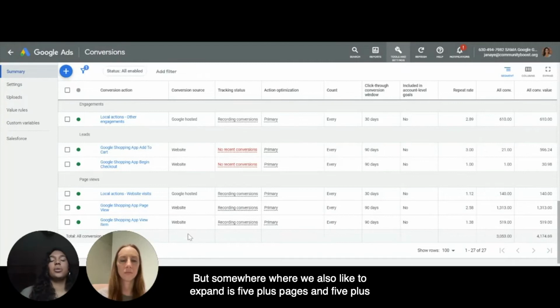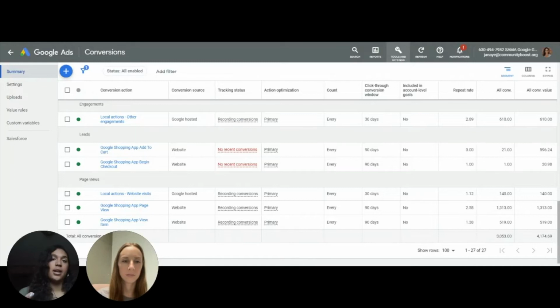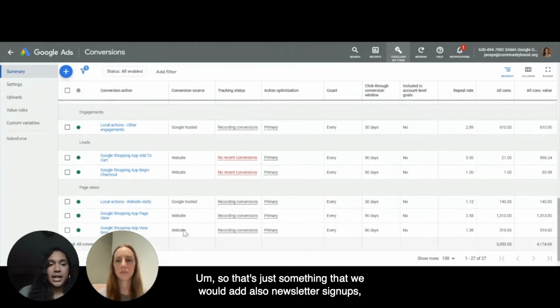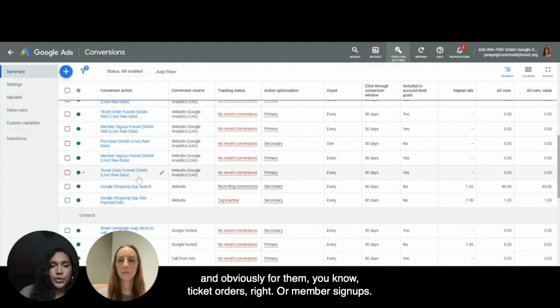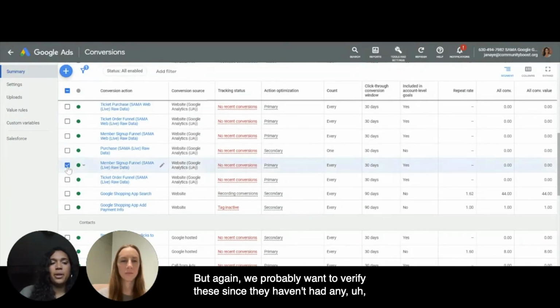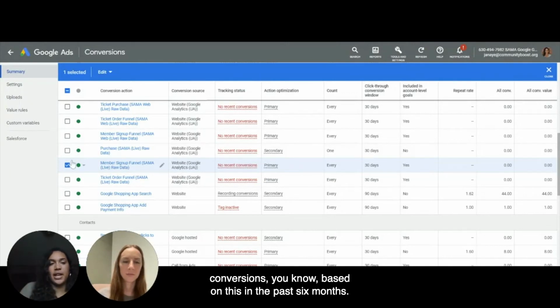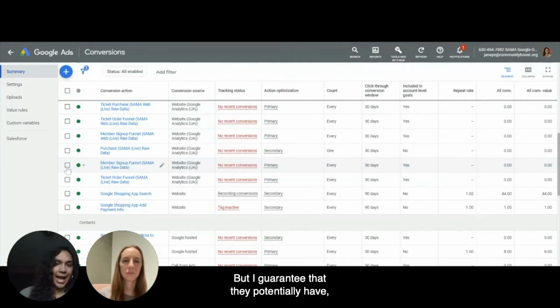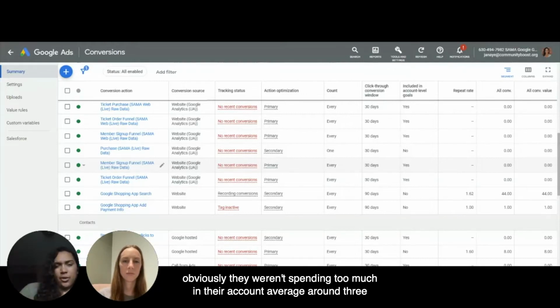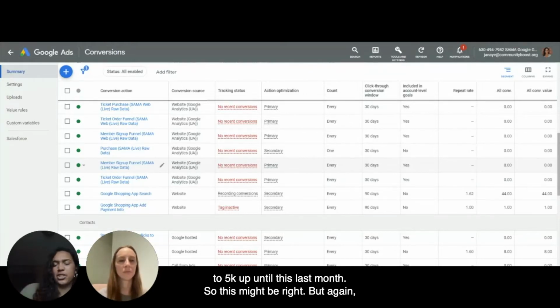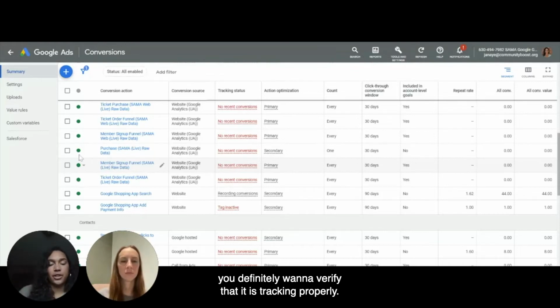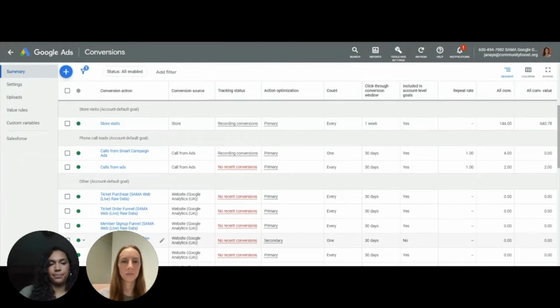But somewhere where we also like to expand is 5+ pages and 5+ minutes on your site. Because to us, that is a very highly engaged person. So that's just something that we would add. Also, newsletter signups, and obviously for them, ticket orders, right, or member signups. But again, we probably want to verify these since they haven't had any conversions in the past 6 months. But I guarantee that they potentially have. Obviously, they weren't spending too much in their account, average around 3 to 5K up until this last month. So this might be right, but again, you definitely want to verify that it is tracking properly.